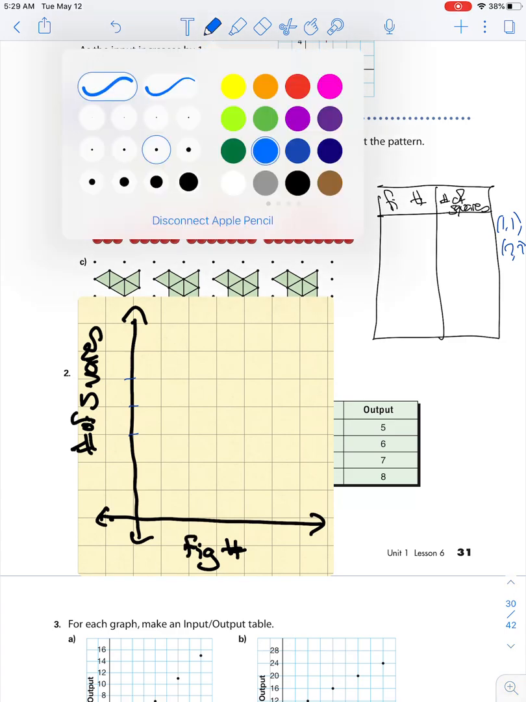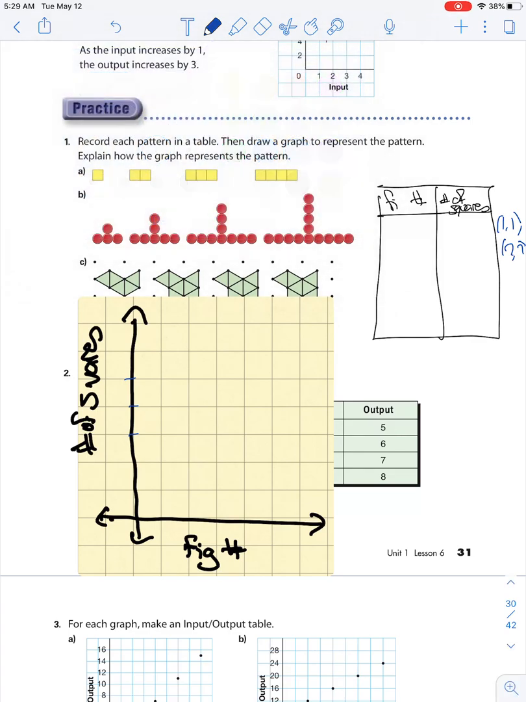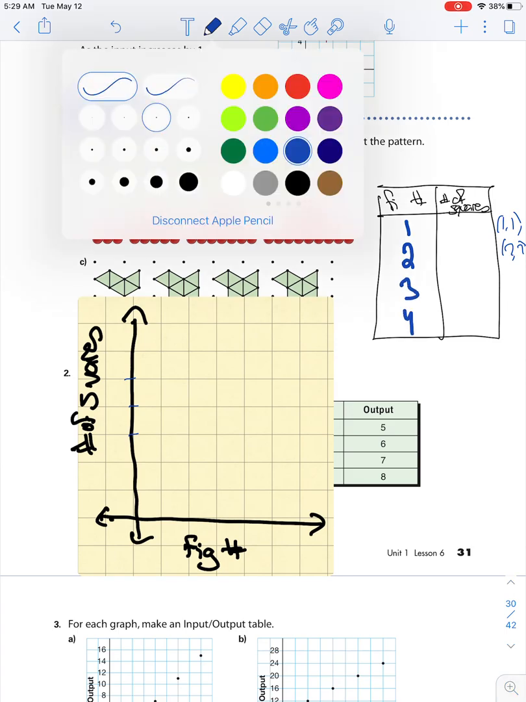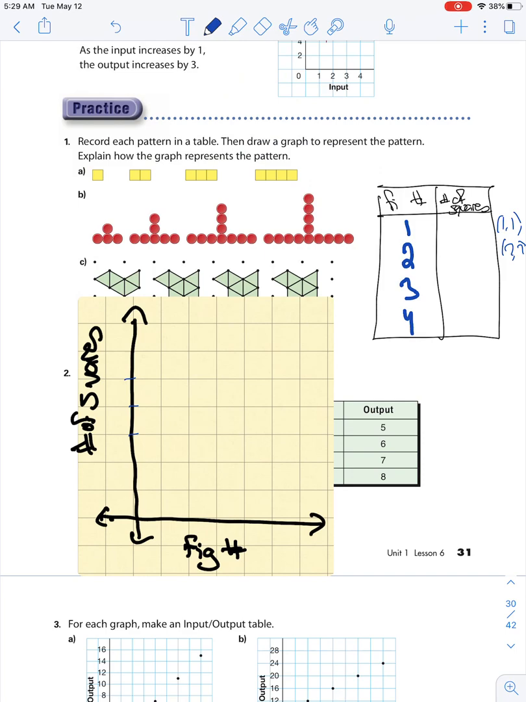Okay, same thing, still figure number. How am I going to label this one? First of all, I'm going to make my ordered pair. So I have figure 1, 2, 3, 4. And then I have 4 items, and then 1, 2, 3, 4, 5, 6, 7. And I think it's going to be going up by 3 each time. So 10 and then 13. So how am I going to label this one?